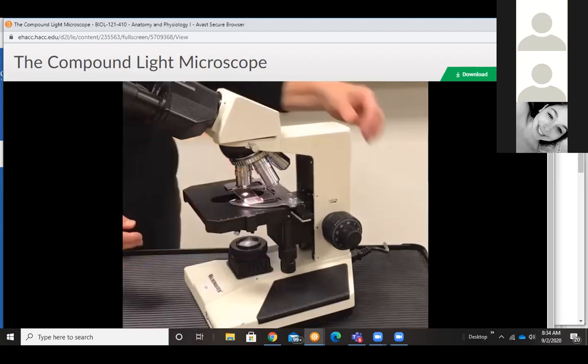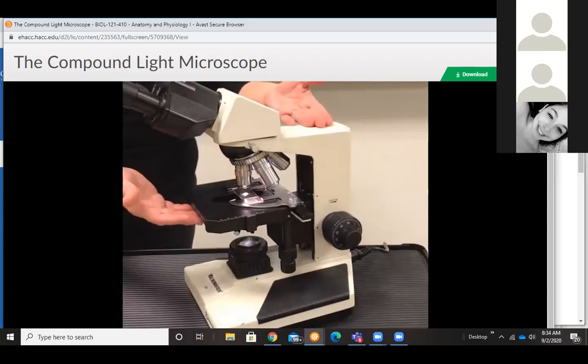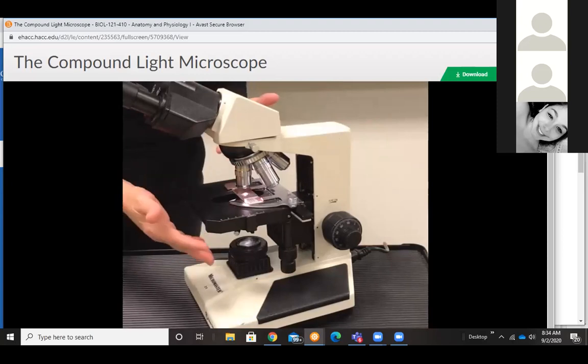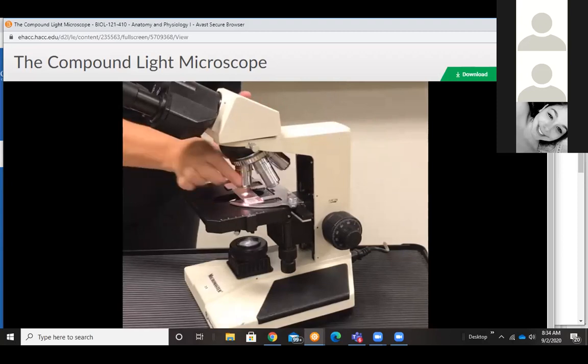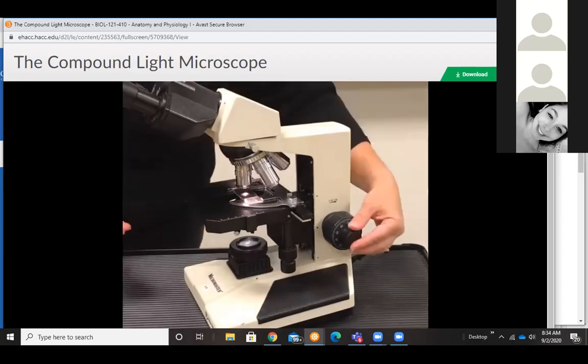These compound light microscopes are parfocal, which means that if we initially focus the image using the scanning objective, then whenever we move to a higher objective, that image will stay mostly in focus. All we have to do is fine tune it with the fine adjustment knob.